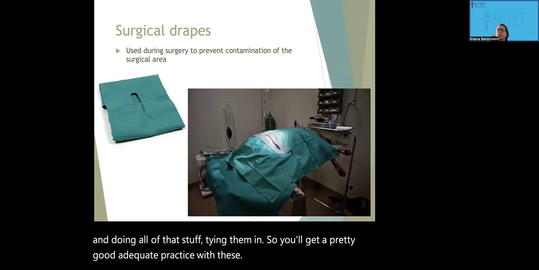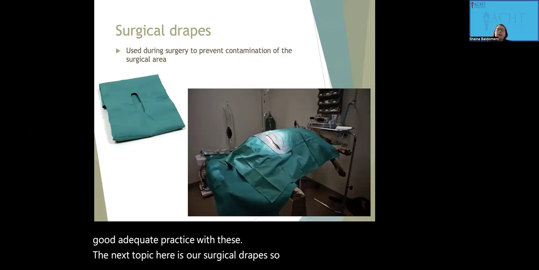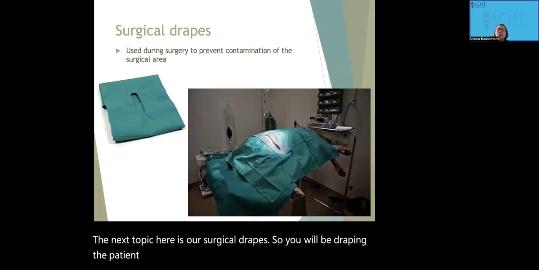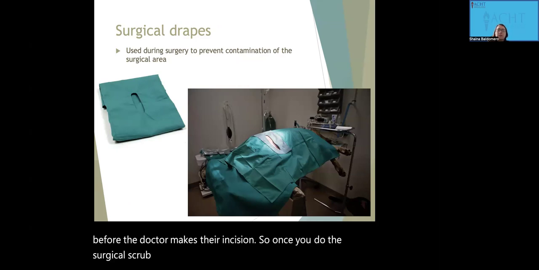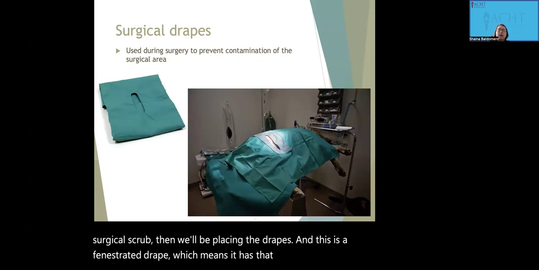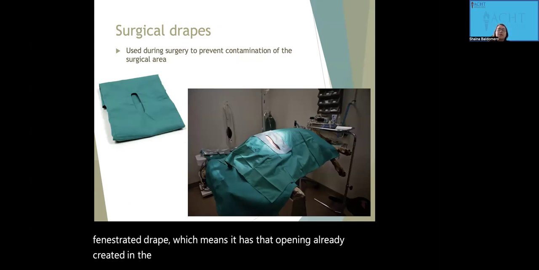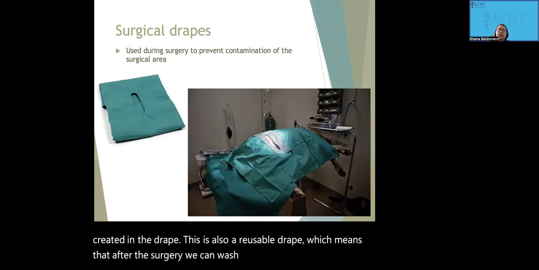The next topic here is our surgical drapes. You will be draping the patient with drapes and towels before their surgical procedure, before the doctor makes their incision. So once you do the surgical scrub, then we'll be placing the drapes, and this is a fenestrated drape, which means it has that opening already created in the drape. This is also a reusable drape, which means that after the surgery, we can wash it, re-sterilize it, and reuse it over and over again.